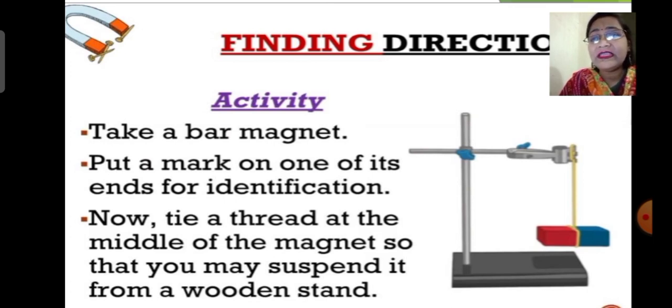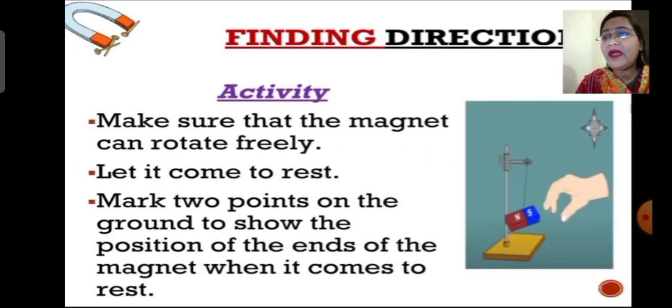Balancing the magnet equally, we should tie it in the middle. Next, we will see that the bar magnet is held tight with the help of the thread to the stand and suspended in such a way that it can rotate freely. After a little movement, children, let it come to the rest position. Now see that you do not disturb the magnet and let it be in a rest position.